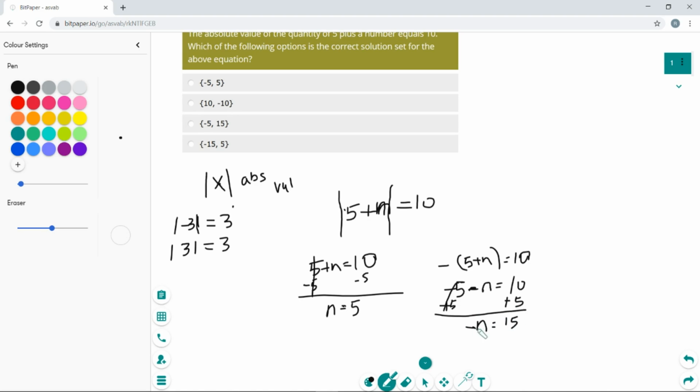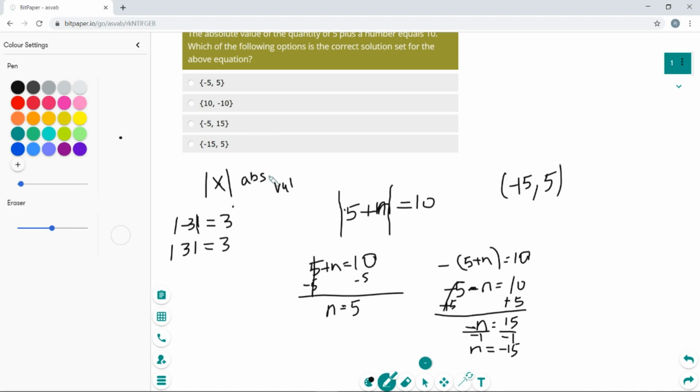But we don't like our variable to be negative, right? What we're trying to solve for. So we divide both sides by negative 1. That cancels the negative here, so we just get a positive n. And over here, 15 divided by negative 1 is going to be negative 15. Very good. So what our solution set should look like is negative 15 and a positive 5. And if we see, that is exactly right here. So this would be the answer for this one.